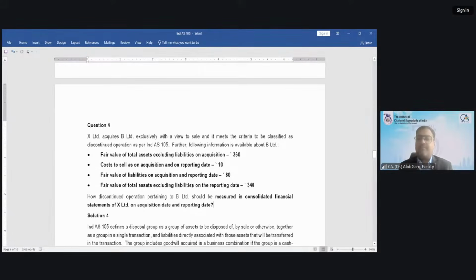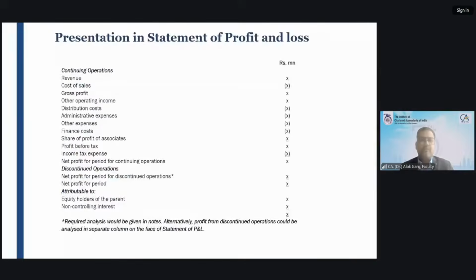Sir, I have one question. On the reporting date, on the presentation in the balance sheet, will that asset be shown separately and liability shown separately, or can we show on a net basis? Not allowed, sir. No, net basis is not allowed. The presentation has to be like that. Let me show you the presentation, Saminathan. Okay, sir. So the presentation has to be like this only.